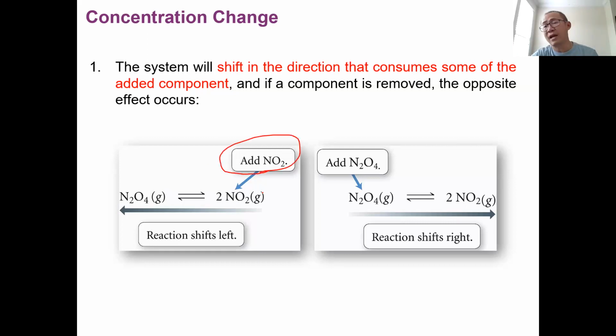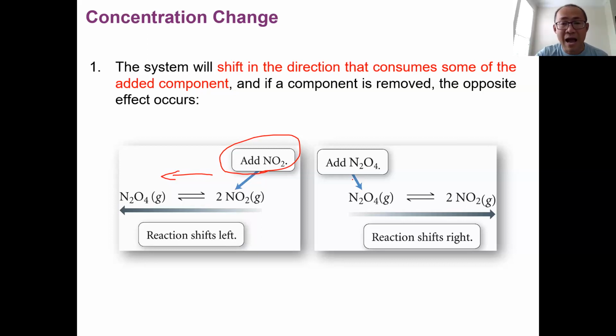if you add product, that means you have more product. The system will go into what? Reduce the product by shifting to where? To the left. Only when the system shifts to the left can you reduce the product, because product will be converted to the reactant. So the equilibrium will shift to the left so that the rates are the same again. So adding product will cause the equilibrium to shift to the left.